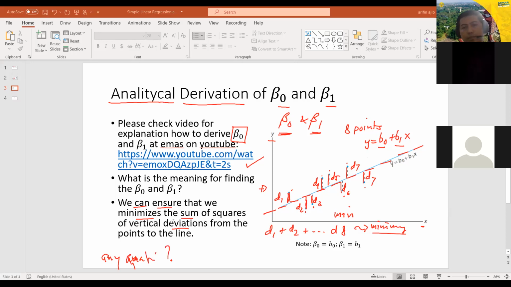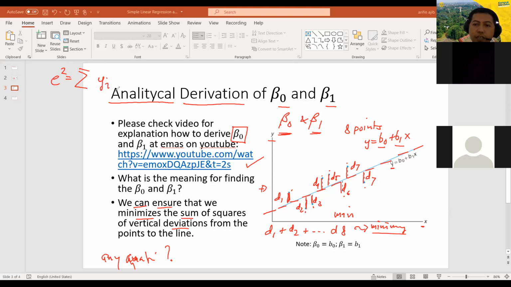Sir, is there any way to calculate the error of the estimator, because the line is not exactly on the points? Is there any way to calculate the error of this line? Okay, actually the error, you can see here, for example, this is the estimator, and then the squared error will be something like this.